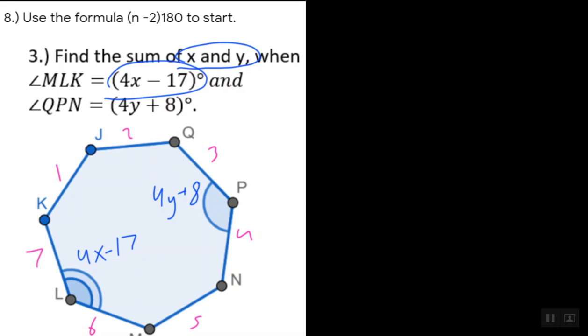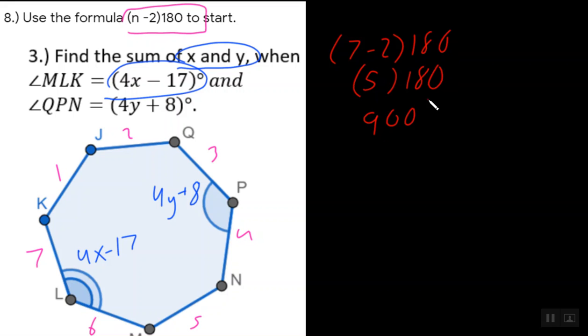And we want to use our formula, n minus 2 times 180, to get this started. So let's go ahead and say, you know what? We have 7 sides minus 2 times 180, and 7 minus 2 is 5 times 180, which will of course give us 900.